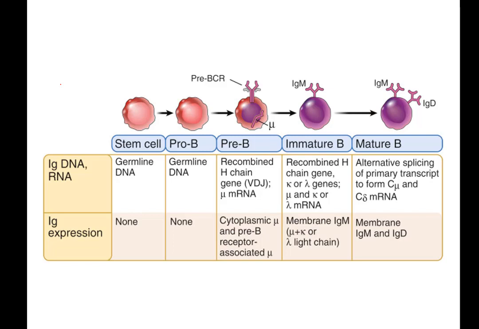We call this the constant region because we know that there are only 5 classes: mu, delta, gamma, epsilon, and alpha. They're constant. Your alpha looks exactly like your alpha, that looks exactly like your alpha.